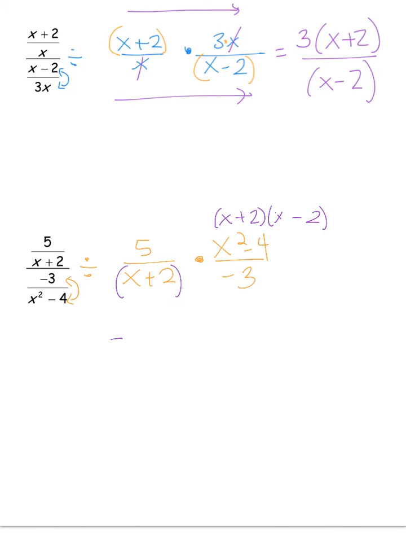So, simplifying. Things that make 1. This x plus 2 and that x plus 2 would divide and make 1. So that leaves us with 5 times x minus 2 over negative 3. The 5 and the negative 3 would simplify if they could. Say if it were 6 and negative 3, we'd be able to simplify that, but since it's a 5, we cannot. So that is the final answer on that problem.